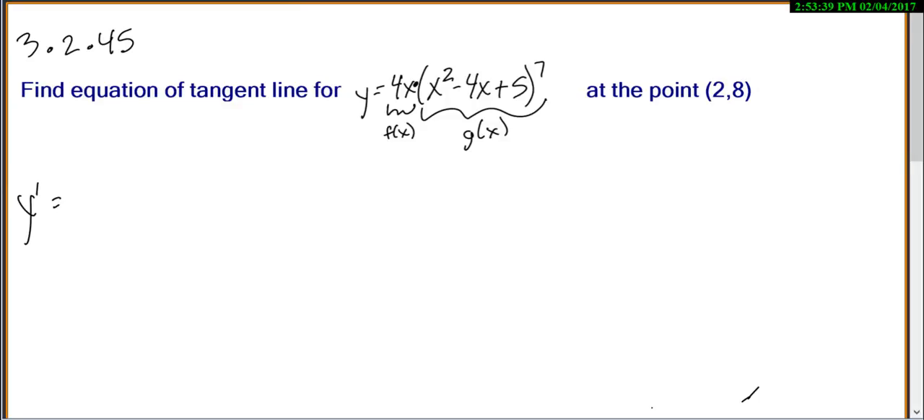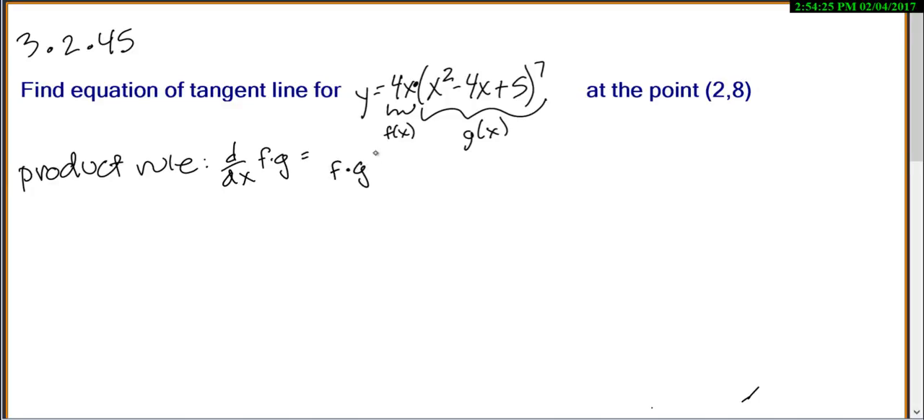First I'm going to use the product rule, and maybe I should write it down before I start working. The product rule is that the derivative of f times g is equal to f times g prime plus g times f prime. Let's find our y prime now. I have my f and my g of x because it was multiplication here. So f, keep it exactly the same, times g prime, the derivative of this part.